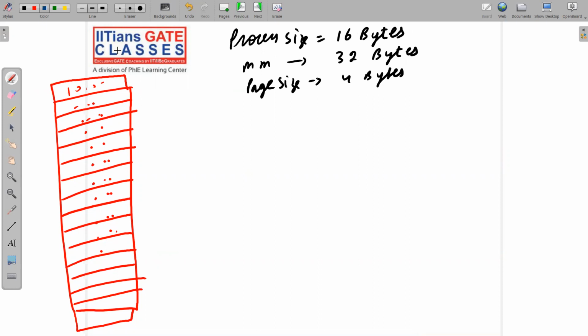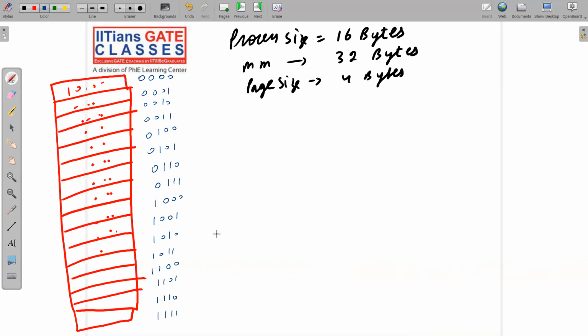So let me know what will be the address of the first byte. You will take it as 4 zeros, 0000, then 0001, 0010, 0011, then 0100, 0101, and so on. These are very basic things that you already know: 0111, 1000, 1001, 1010, 1011, then 1100, 1101, and so on up to 4 ones. So from 4 zeros to 4 ones, we have made these addresses. Our main concentration is here.